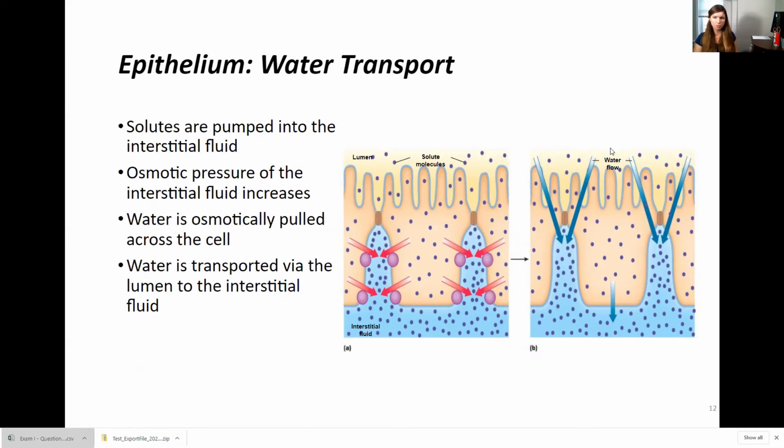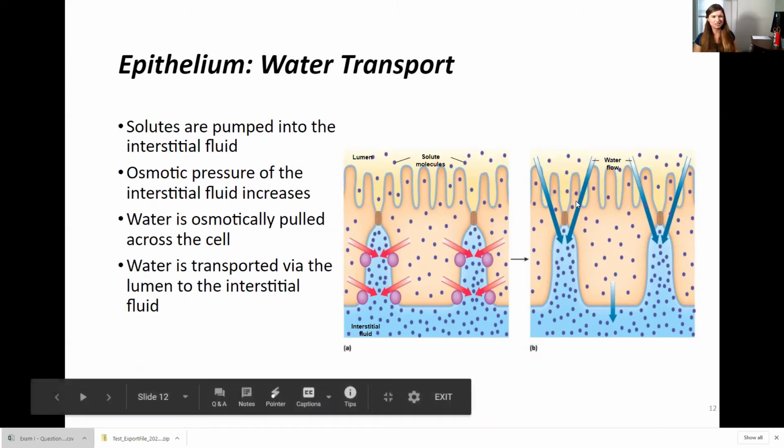So we're then going to have water flow through osmosis. We're going to have it osmotically pulled from the lumen into these spaces where we've built up high osmotic pressure by pumping in solutes. So we're then going to have water flowing into the interstitial fluid, basically across both membranes. So it'll flow here and then across. Usually takes the shortest path kind of here into the corners.